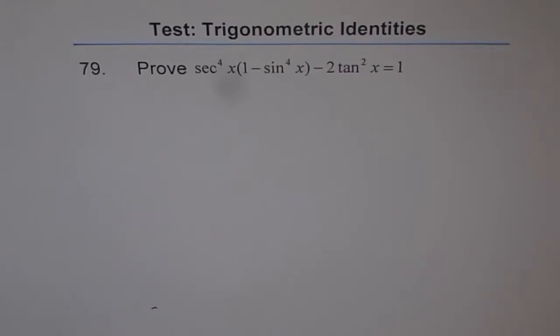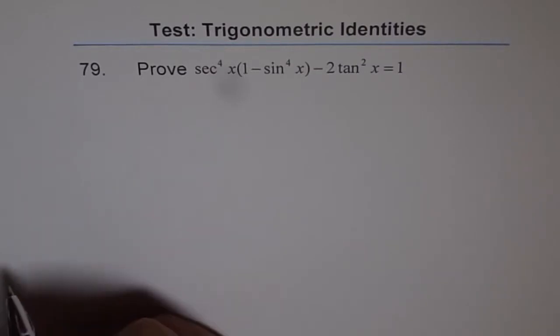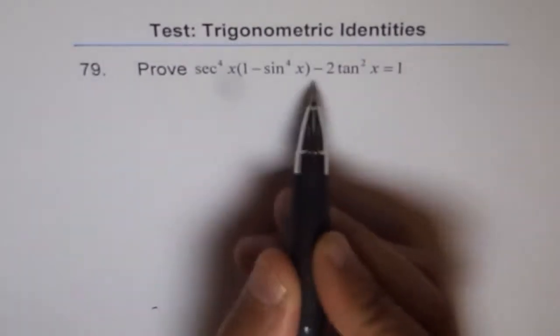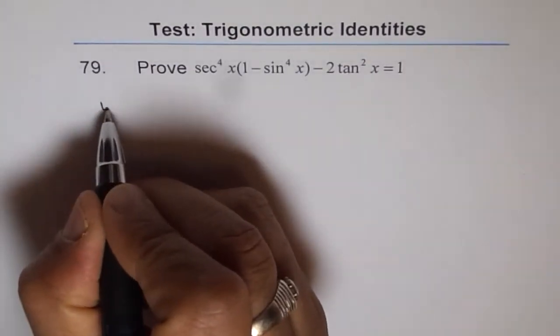Okay, we have a lot of identities similar to this. Now you need to put in your skills and get the solution. This is how I will like to do it. Now we can open the bracket. Let's start from left side.